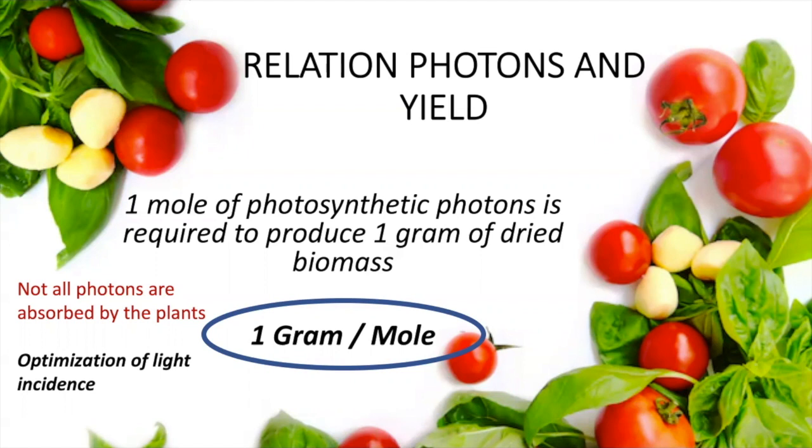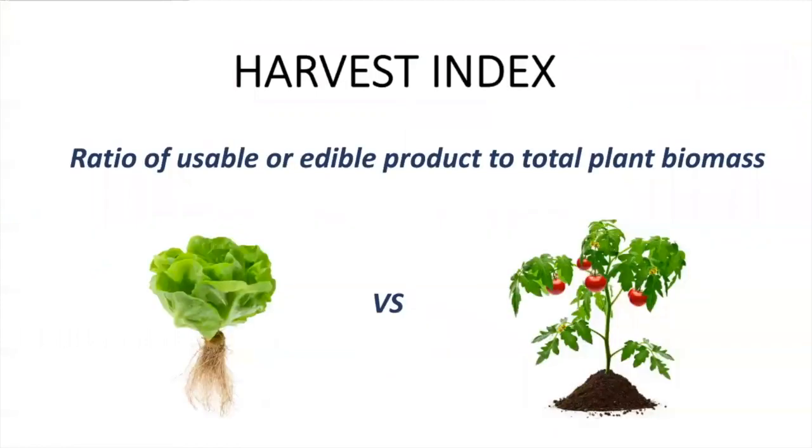For example, in an indoor operation, now we know the importance of the design and light incidence. Secondly, we can also estimate how much it can cost to produce different crops in indoor facilities. This obviously is just related to light. So let's move to the last concept, harvest index.